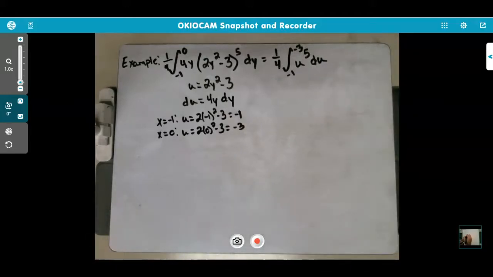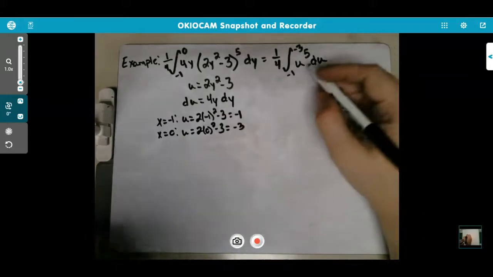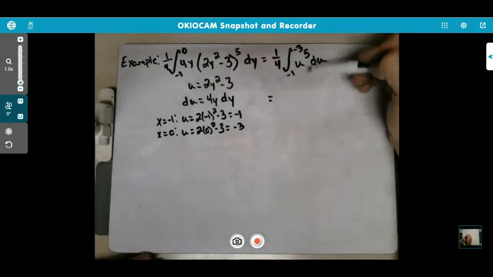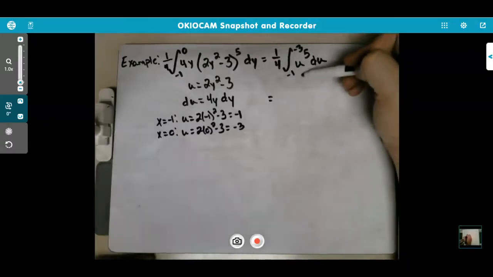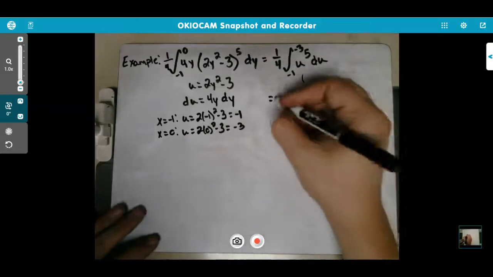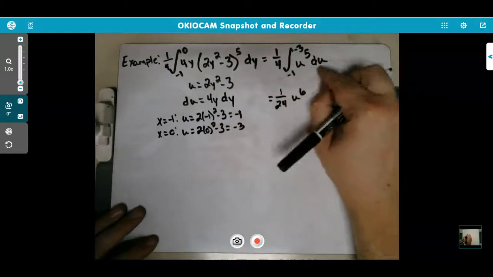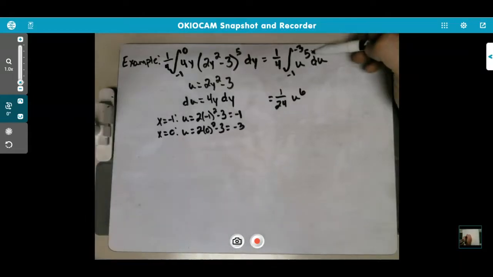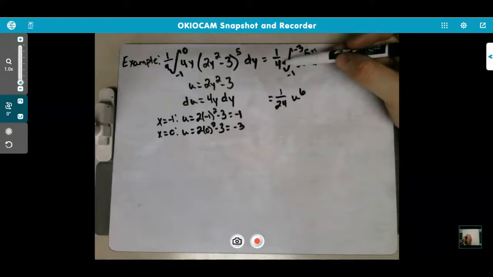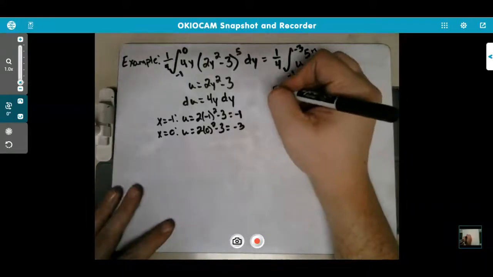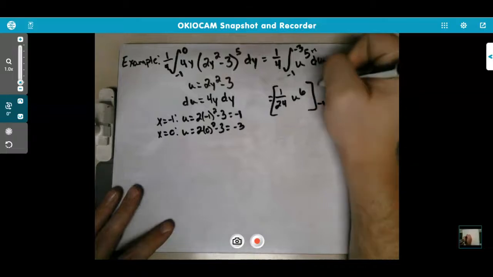So now I just need to take the antiderivative of u to the 5th. That would be u to the 6th over 6. Since it's over 6 and I currently have a 4, I can write that as 1 over 24 u to the 6th. Again, because I would add a 1, which would make it 6. Divide by 6, I'm already dividing by the 4, so it's 1 over 24 u to the 6th. And I'm doing that from -1 to -3.